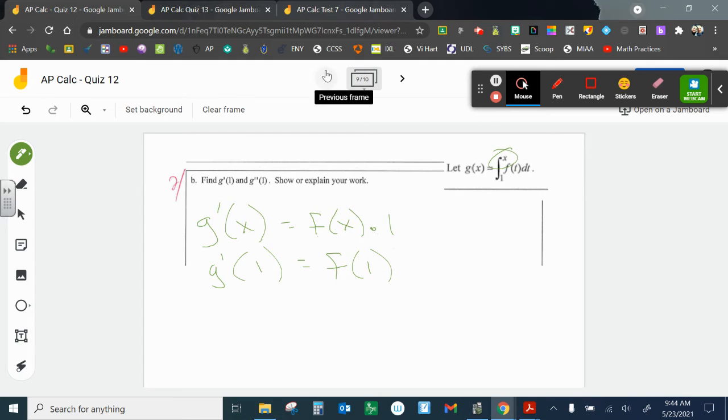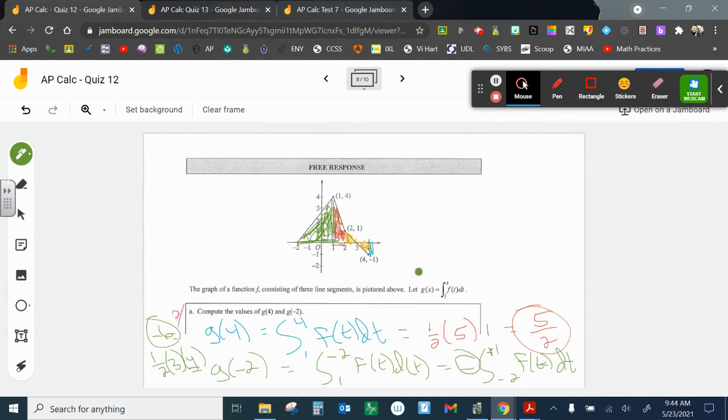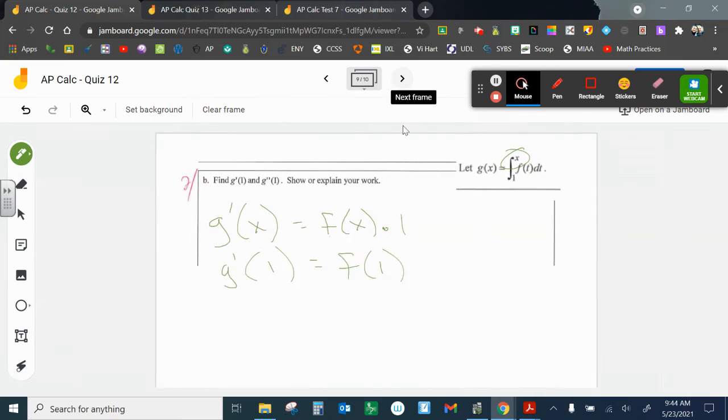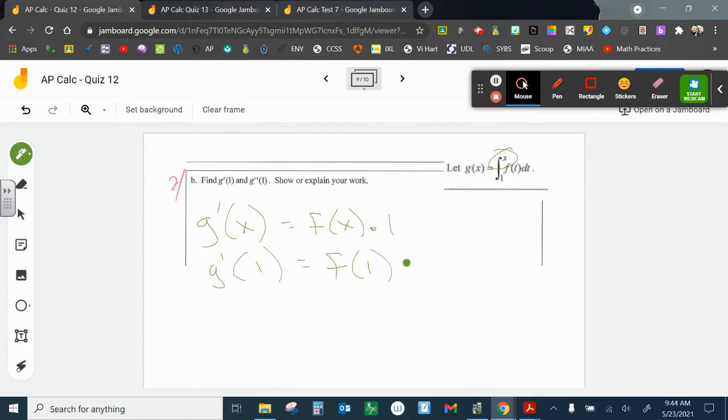So let's go back to our graph. And this is the graph of f. And I probably should have labeled that here, even though it was in the problem. Okay, what is the value of the function at 1? Hey, it's 4. So f of 1 equals 4. Great. Now let's take the second derivative.